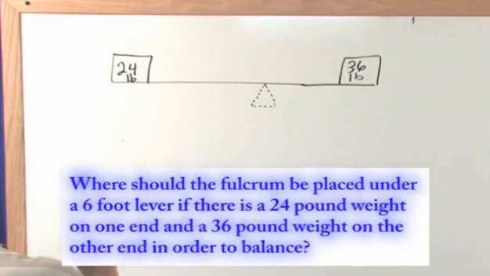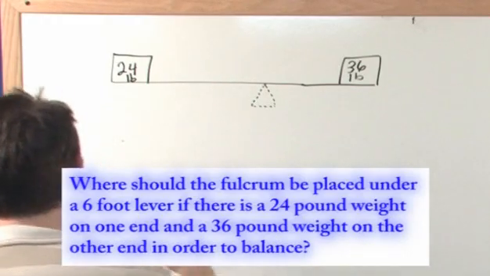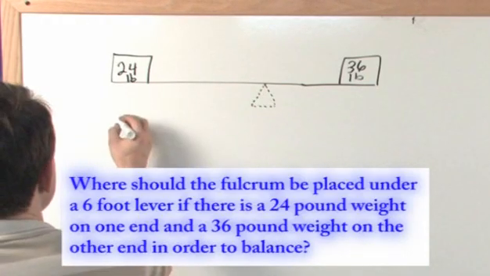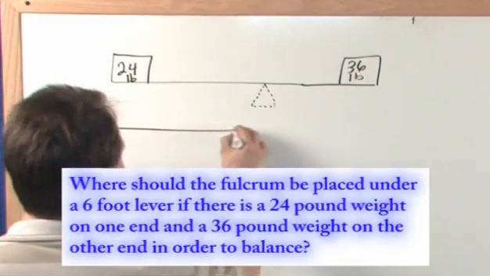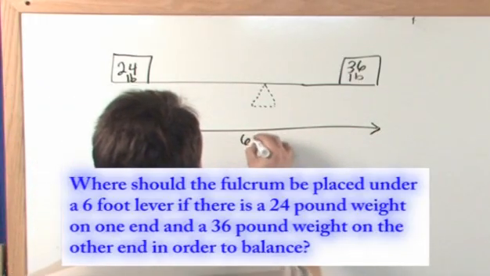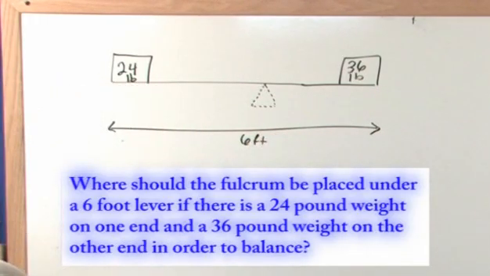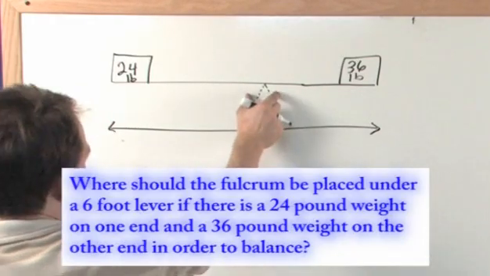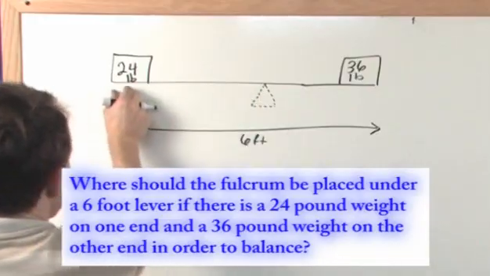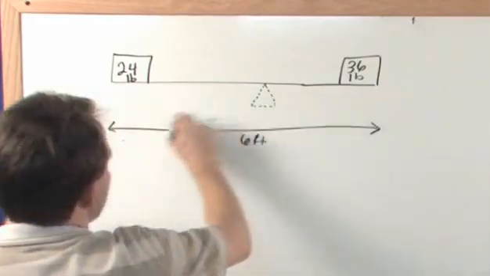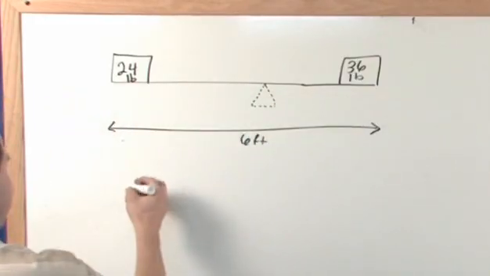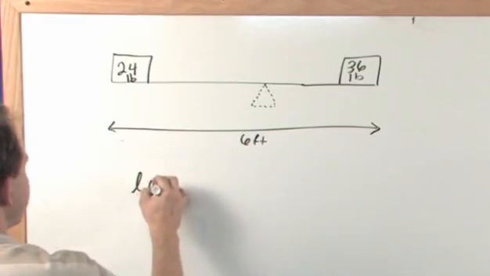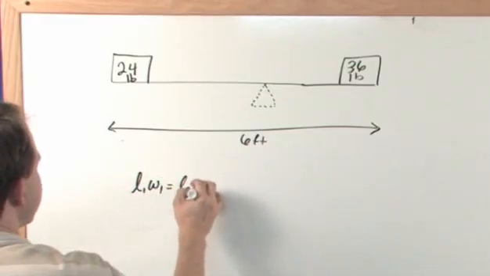Notice the problem says, where should the fulcrum be placed under a 6-foot lever? So that's the first thing. We know this is 6 feet long, right? And where should we put it? Should we put it here? Should we put it here? Should we put it way over on one side? Where do we put it in order to balance it? But the same thing applies. It's L1 times W1 is equal to L2 times W2.